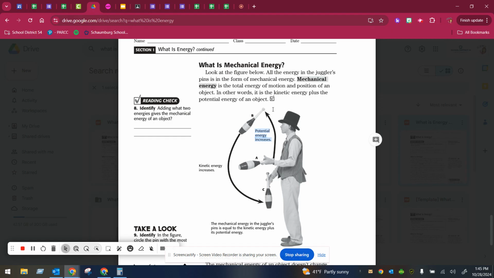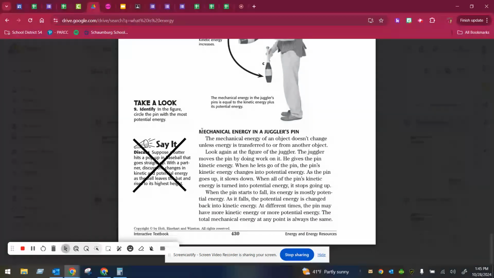As the pin starts falling, it starts falling faster and faster. And so we'd say the kinetic energy increases. Down here it says the mechanical energy in the juggler's pins is equal to the kinetic energy plus its potential energy. Last section, mechanical energy in a juggler's pins. The mechanical energy of an object doesn't change unless energy is transferred to or from another object.